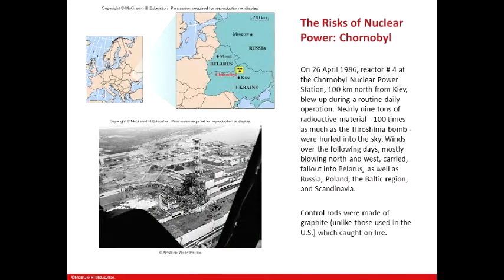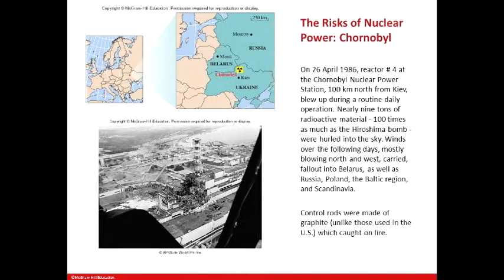The risk of nuclear power. This is a big risk. In 1986, reactor number 4 at the Chernobyl nuclear power plant, 100 kilometers north of Kyiv, blew up during a routine daily operation. Nearly 9 tons of radioactive material. 9 tons. I don't know how to get that across. They compared it to 100 times as much as Hiroshima. And you've all somewhere in history heard about Hiroshima, right? That's a lot. You get it? That's huge. That's devastating.